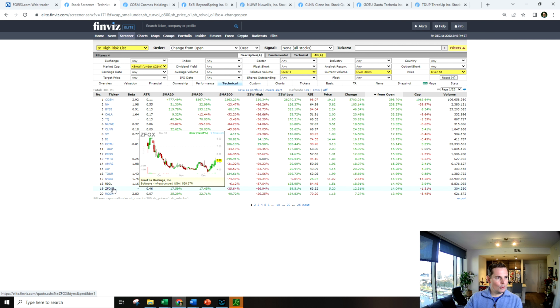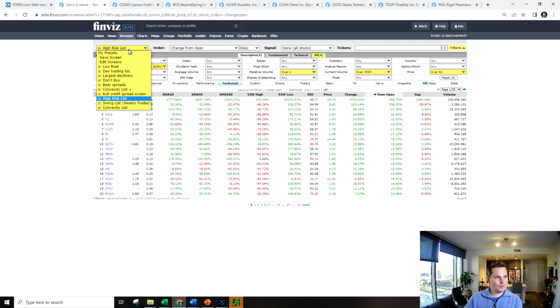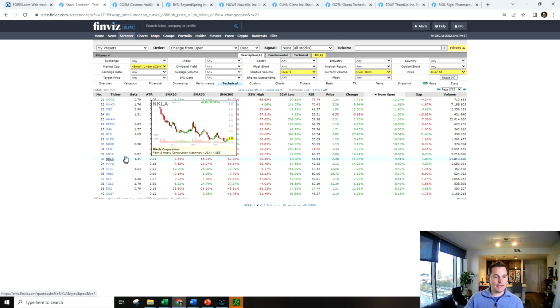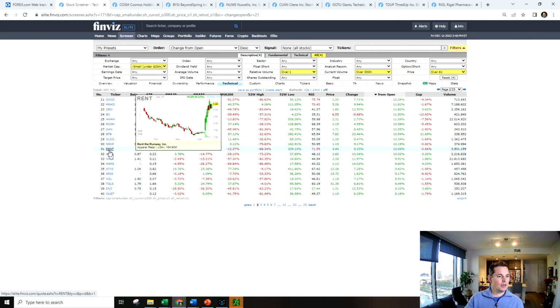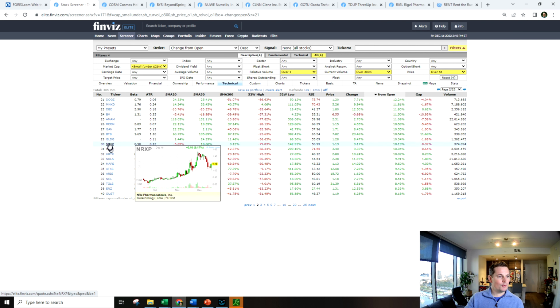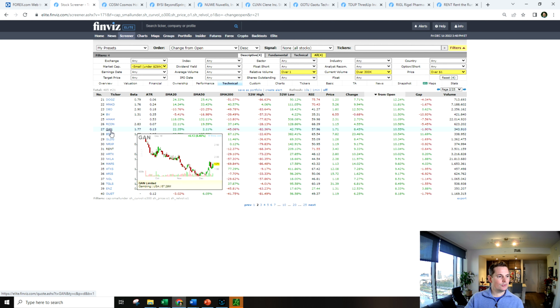Okay, so that's enough for this list. I do have a few strategies going on. The high risk list is basically the top movers of the day. So I'm looking at stocks that are up 10% or more today, and that would take me all the way down to here. So, Rent the Runway, I was looking at that stock earlier this week.